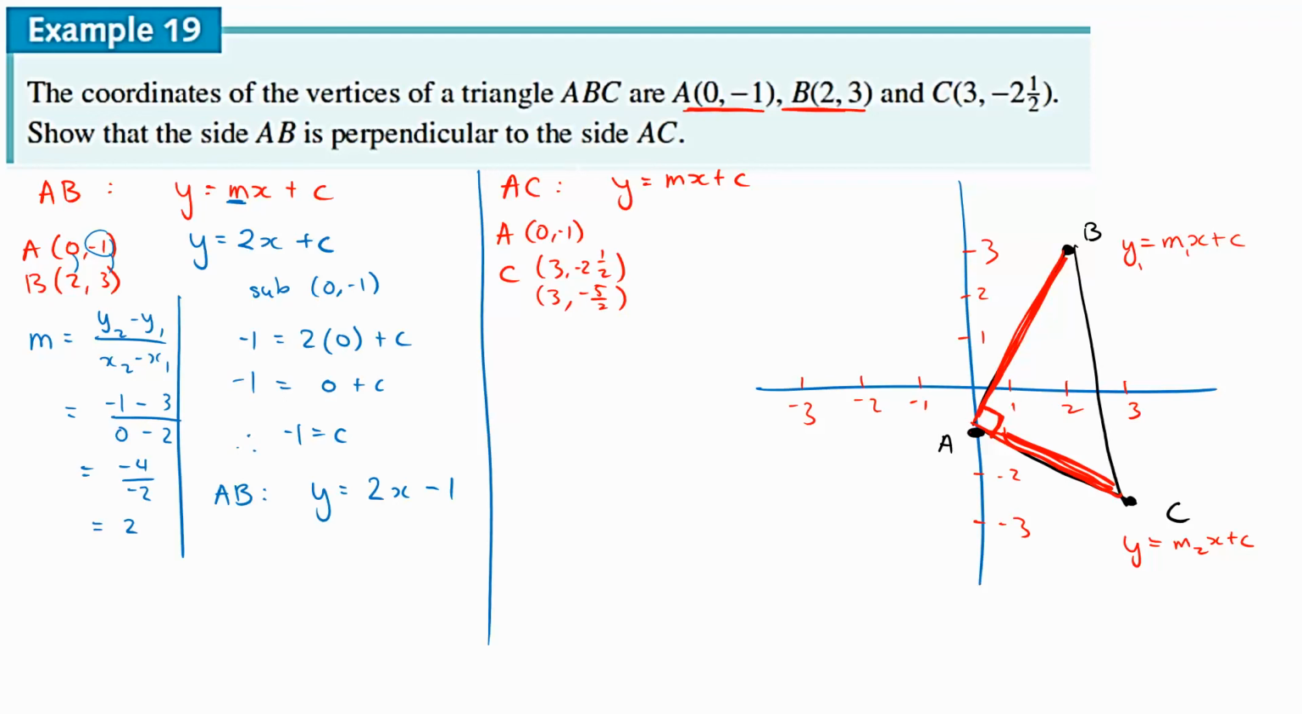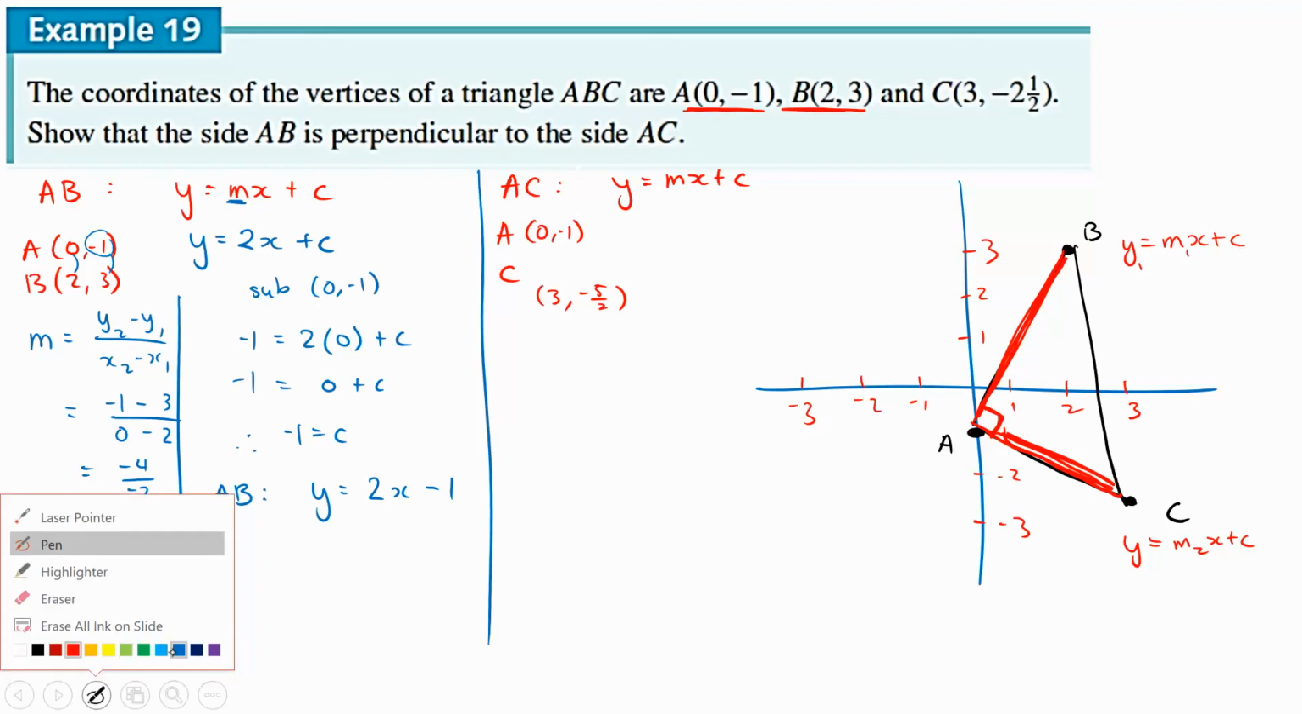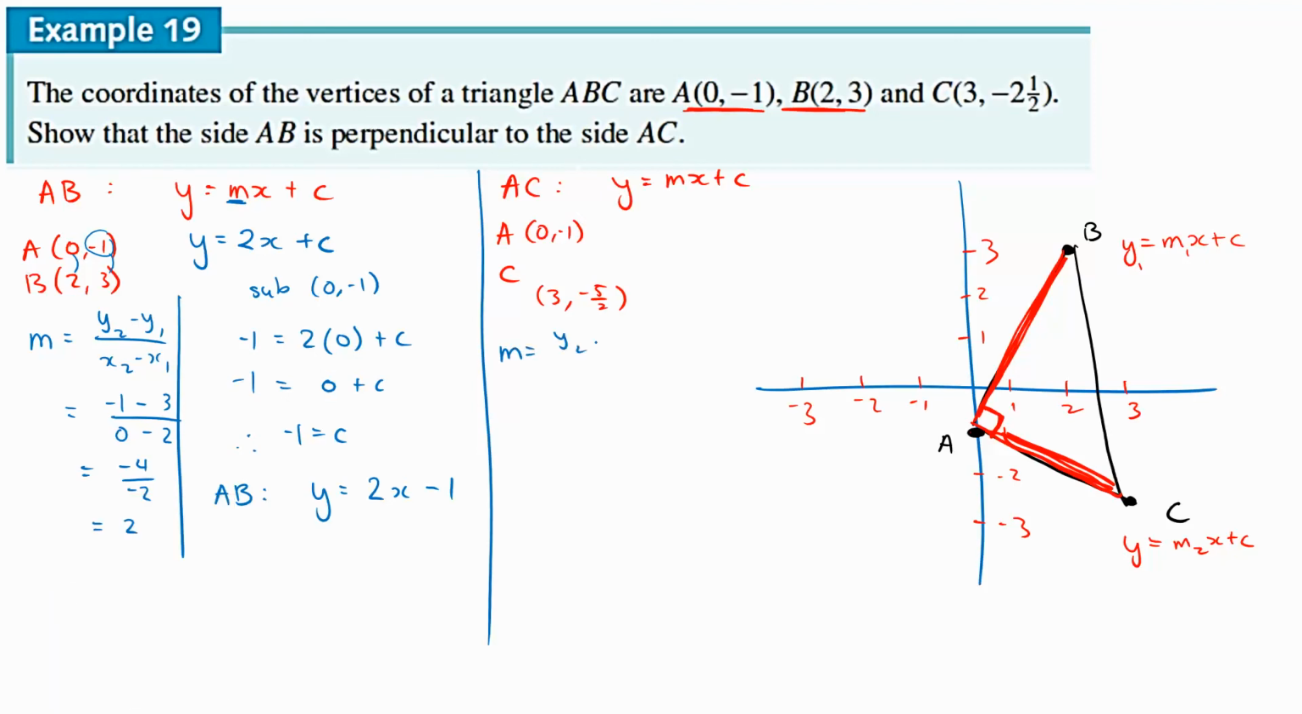So now, same thing. I've got my C, and I've got my A. To find m, which is the gradient, you need to use y2 minus y1 over x2 minus x1. Looking at this, you've got -1, so you can do -1 minus -5 on 2, and 0 minus 3. I'm just doing y2 minus y1, x2 minus x1. It doesn't matter which one you do. You can do -5 on 2 take away -1, and 3 take away 0 if you wanted. Same answers.